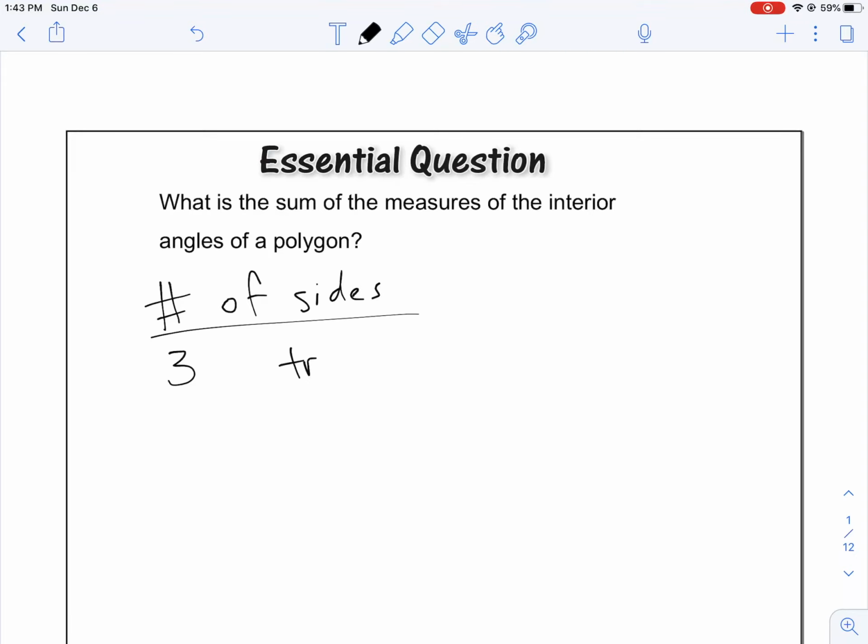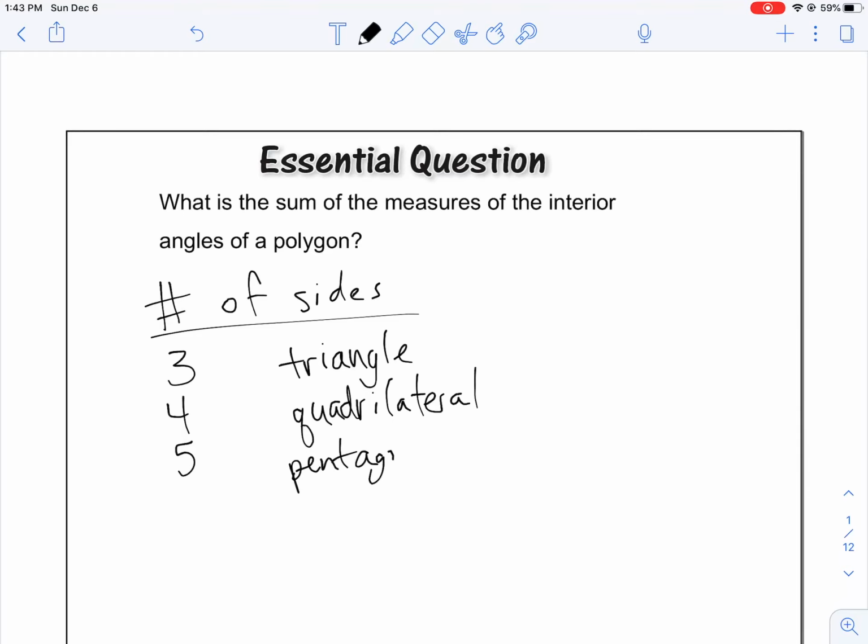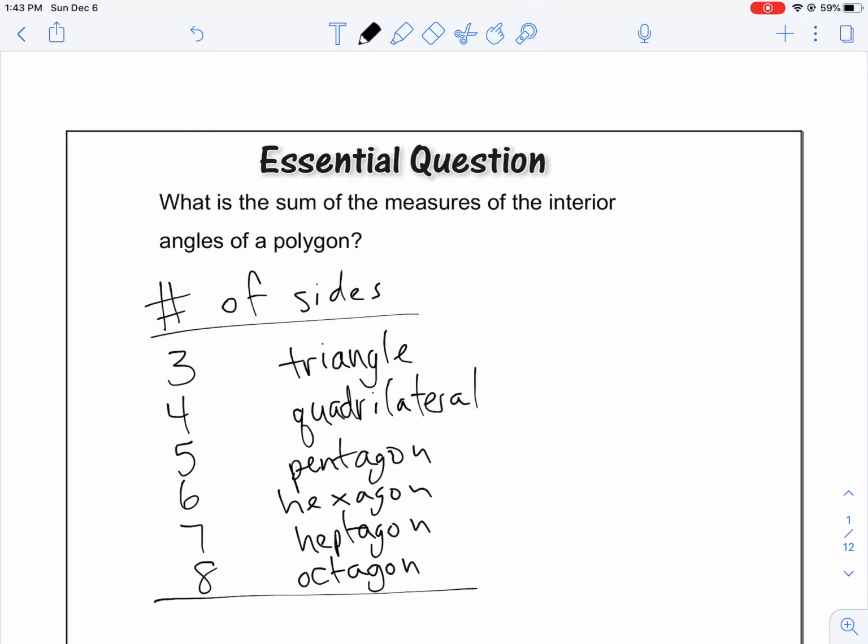So if they have 3, we're just going to call them a triangle. 4, quadrilateral. 5, pentagon. 6, hexagon. 7 is heptagon. 8 is octagon. Now, anything beyond this, there are names for it, but we just see those type of shapes so rarely, we're not really even going to talk about them.